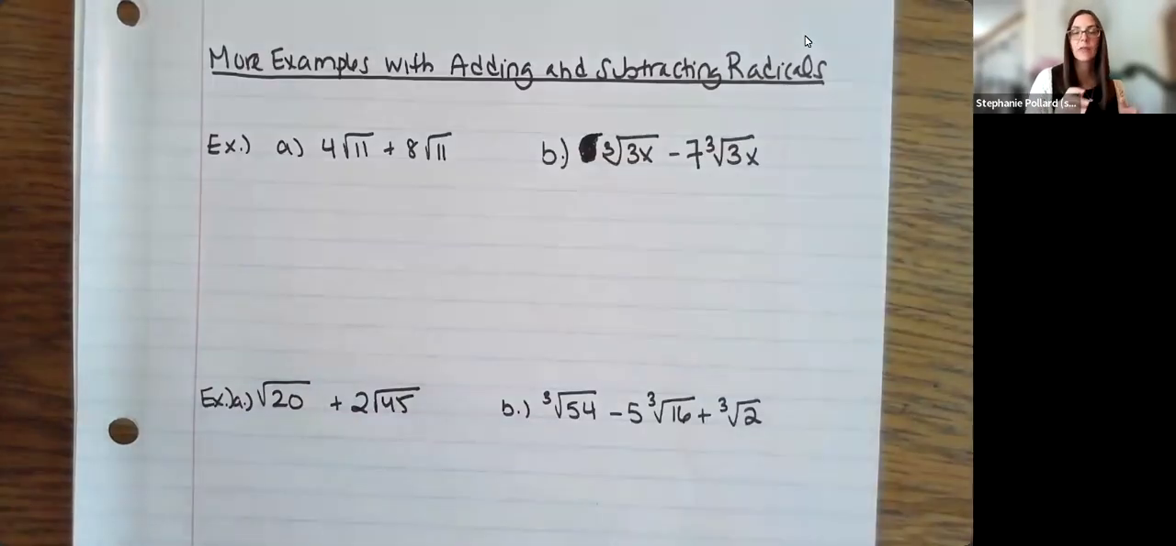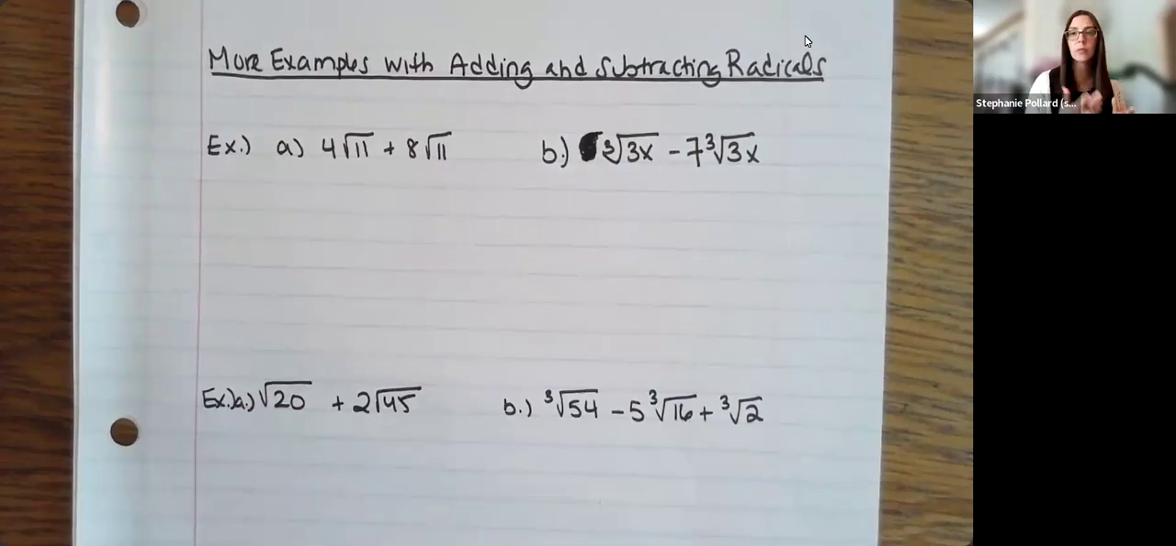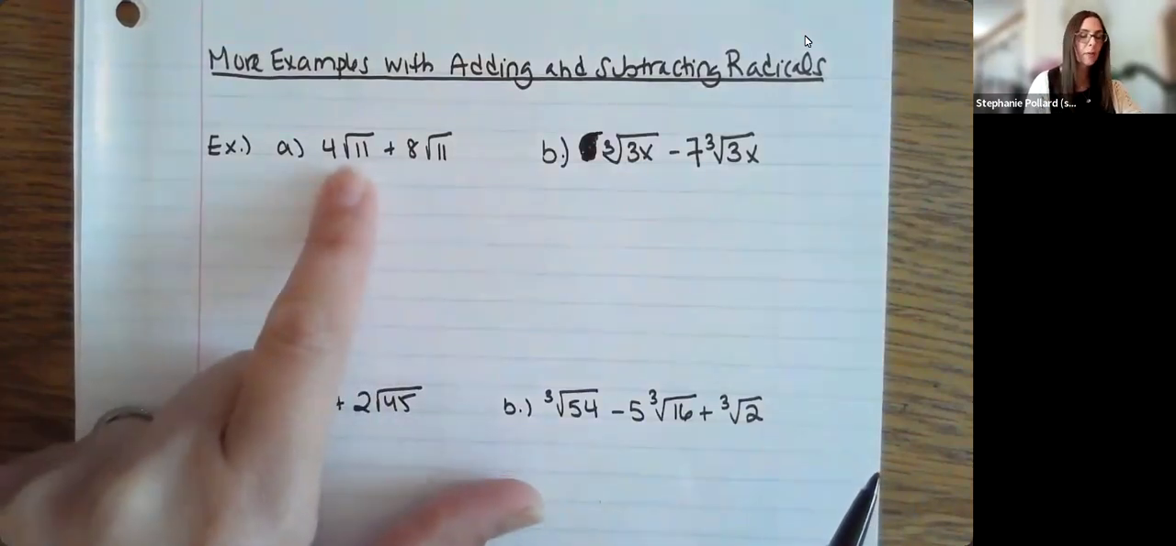Welcome everybody. In this video, I want to do a few more examples with adding and subtracting radicals. So the big thing with radicals when you add or subtract is they work very similar to variables. You need to have like radicals in order to add or subtract, just like you would need to have like terms or like variables.